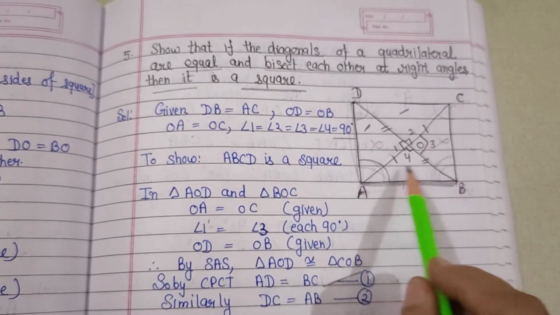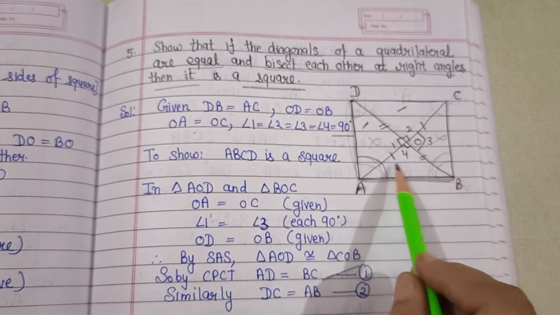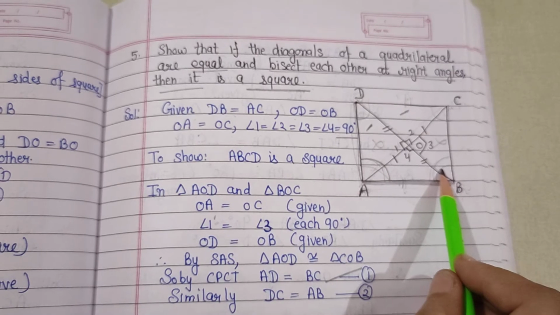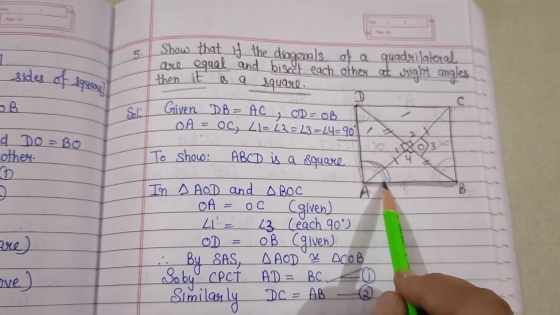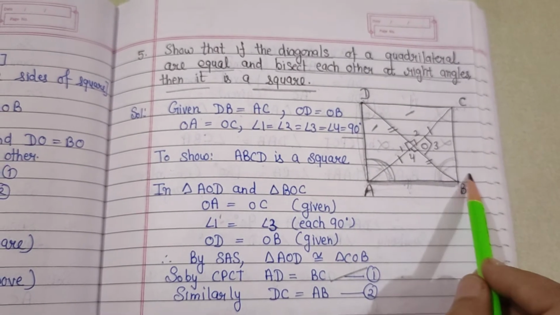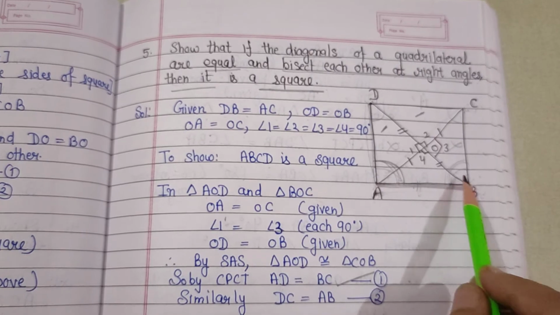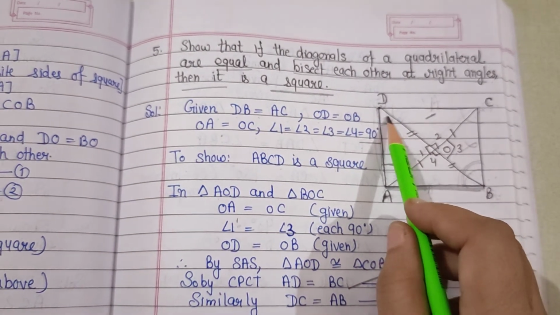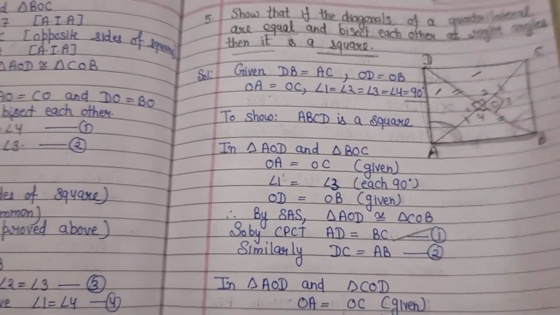But these are co-interior angles, and it is a rhombus, and the co-interior angles are supplementary for the rhombus. So angle A plus angle B is equal to 180 degree, but both are equal, so we can say each of 90 degree. Similarly, I can show that angle D as well as angle C, these are also 90 degree.